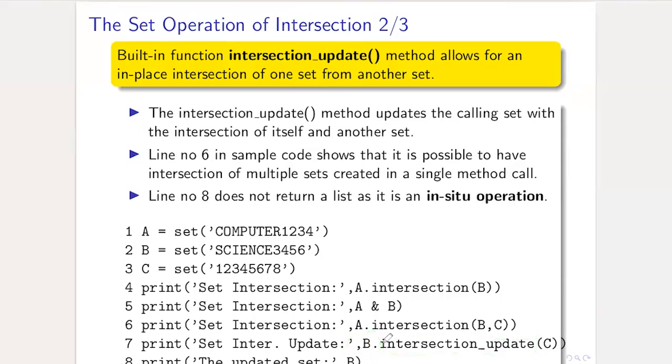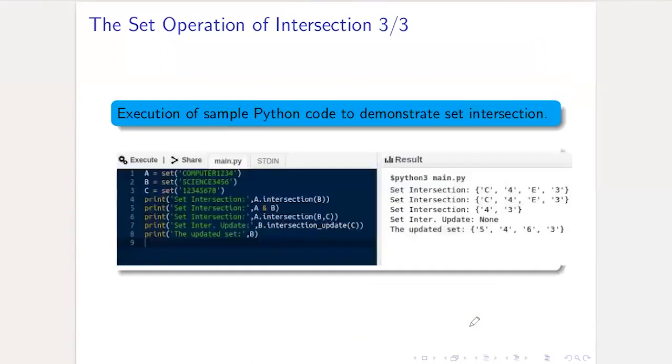As I said earlier, for these set operations, if you use the built-in function, you can pass multiple arguments. As you can see here again, if I use the method call, I will be returned a set as the result. If I use the intersection update version, no result is returned, but the variable itself is updated. As you can see here, the variable itself is updated.